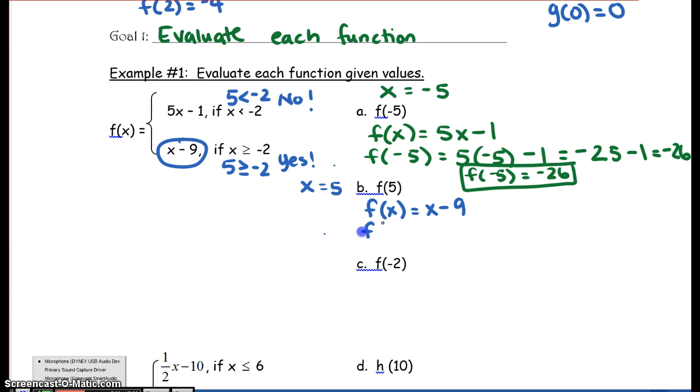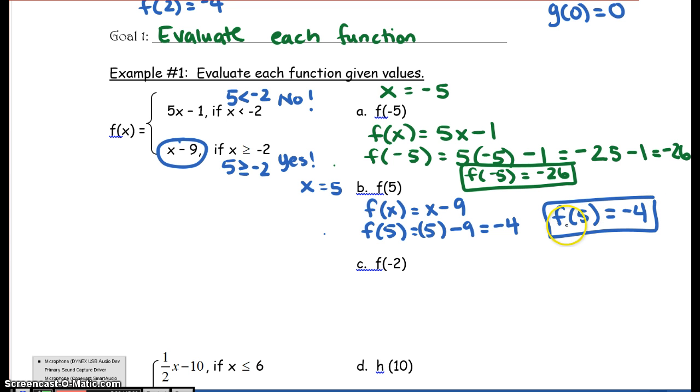We're looking for f of 5, and since 5 is x, we replace it: 5 minus 9. 5 minus 9 is negative 4. Therefore, our final answer is f of 5 equals negative 4. Notice that we do not touch f of 5 at all. It's a notation.